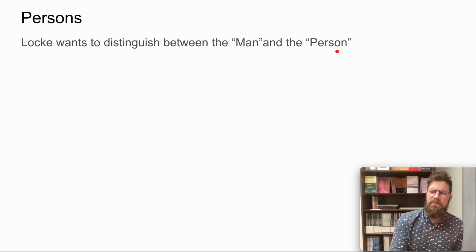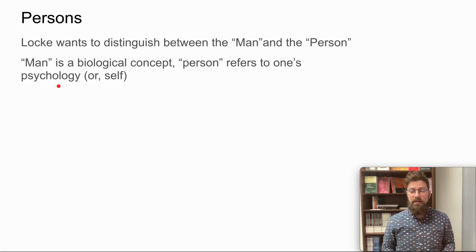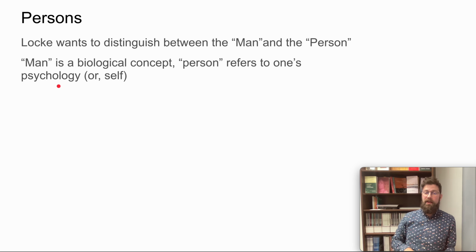But Locke is going to say we can still have a different concept of person. So whereas man, or again, human being, is a biological concept, we can still reserve this term person for Locke to refer to not really your body or your biological status, but rather something about your psychology, right? So you would say that your psychology is more than just being a body directed towards life, but it's to have a self, to have thoughts.